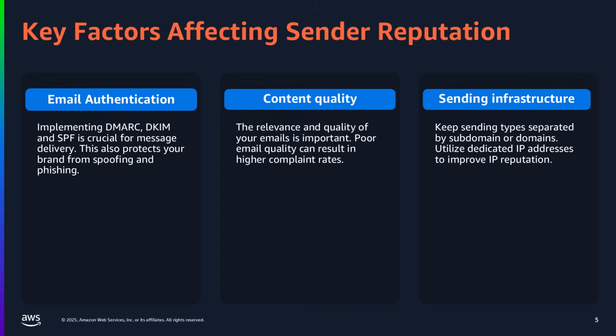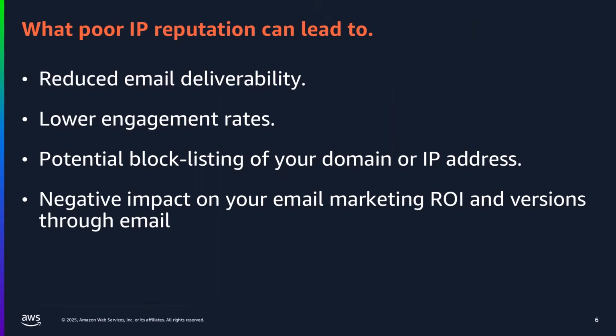Sending infrastructure. IP address and domain reputation are key areas to focus on when considering your overall sender reputation. Keeping sending types separated by subdomain or domain is a common consideration for large bulk senders. Also consider utilizing dedicated IP addresses so that you can control all aspects of your sending profile and reputation from the domain to the IPs used.